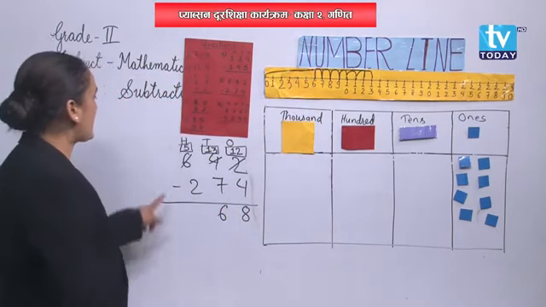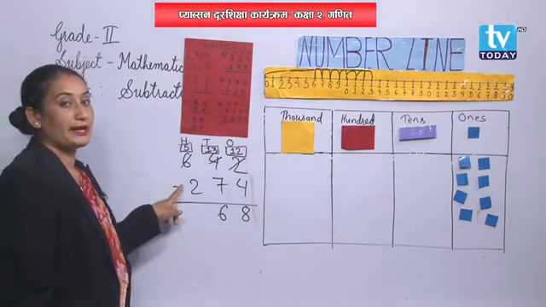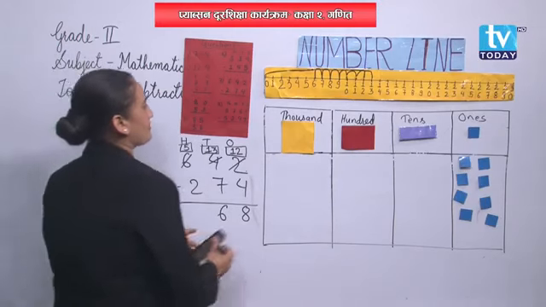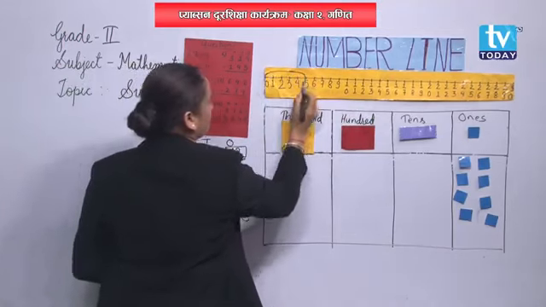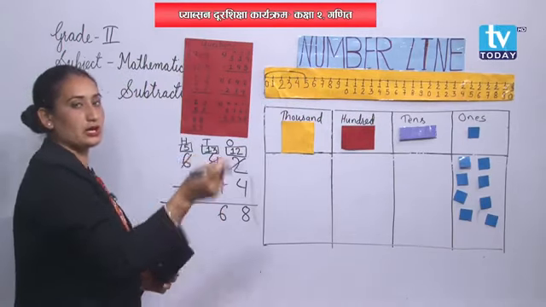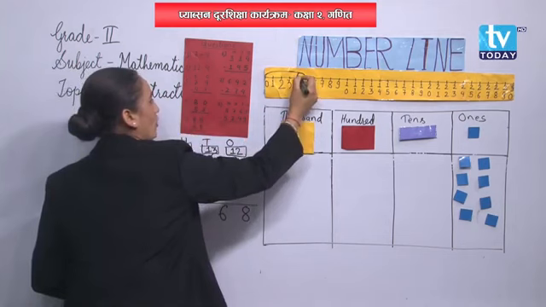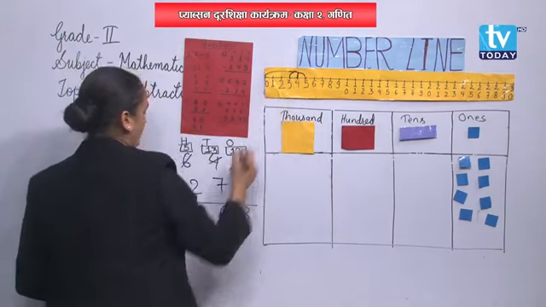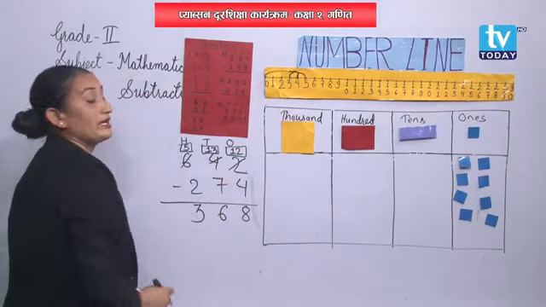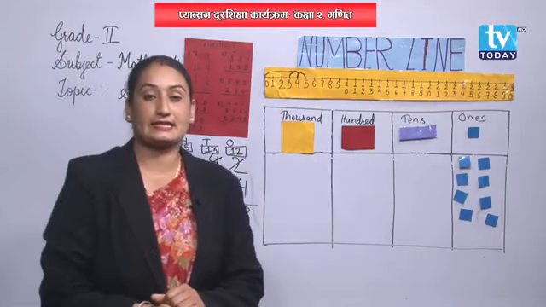Okay. Now last, 5 minus 2. Let's do 5 minus 2 also. 5 is here. Now we have to jump 2 times backward. 1, 2. How many left? 1, 2, 3. Please write down here 3. It's 368.